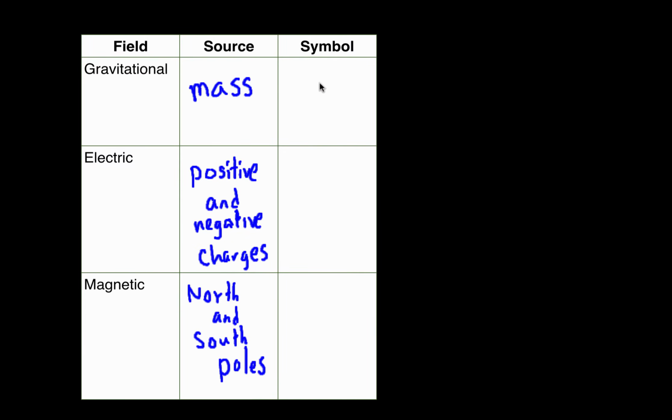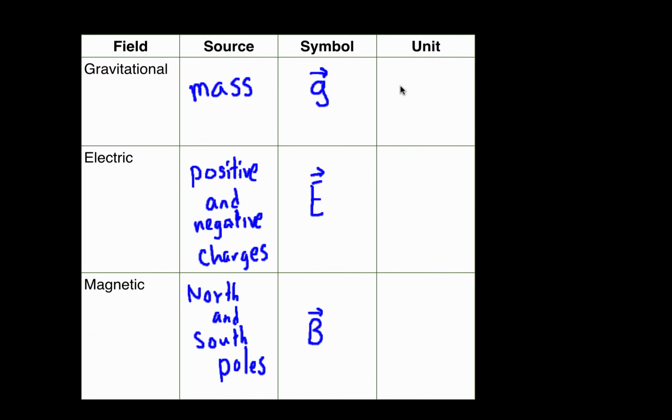The symbol for gravitational field is small letter g. The symbol for electric fields is capital E. And the symbol for magnetic field is B. And since magnetic fields are vectors, we put a little arrow over top of the B to indicate that it's a vector field. The unit for gravitational fields is either the Newton per kilogram, or we write this as meter per second squared, which is the equivalent unit. The unit for electric fields is the Newton per coulomb, or the equivalent unit, volt per meter. The unit for magnetic field is capital T, which stands for the Tesla.